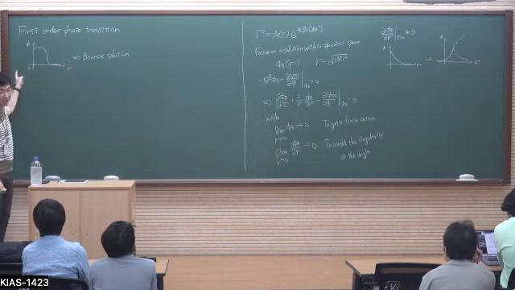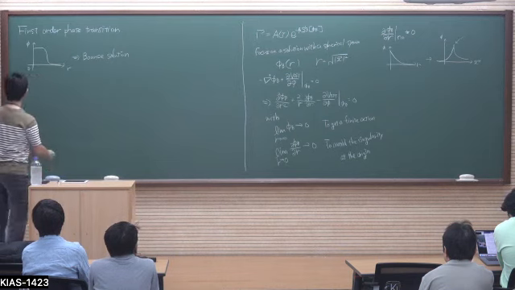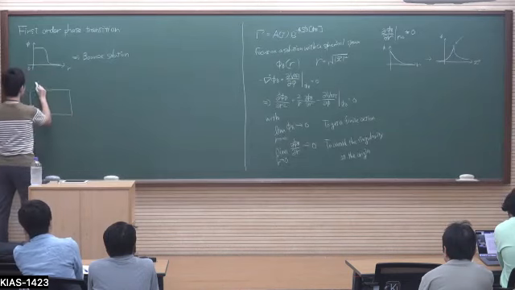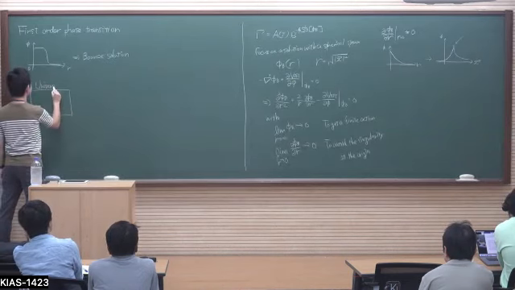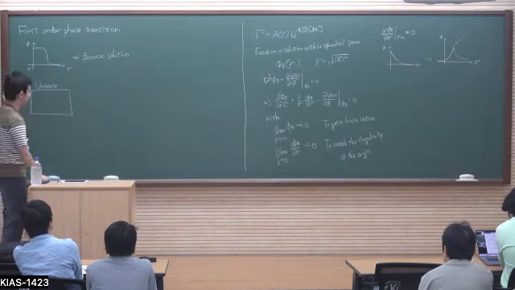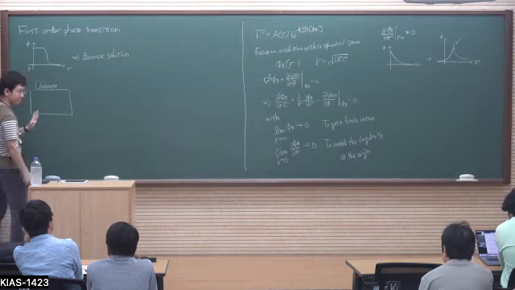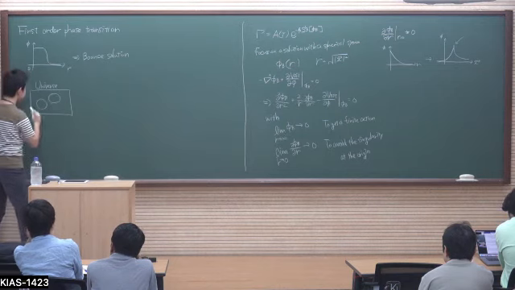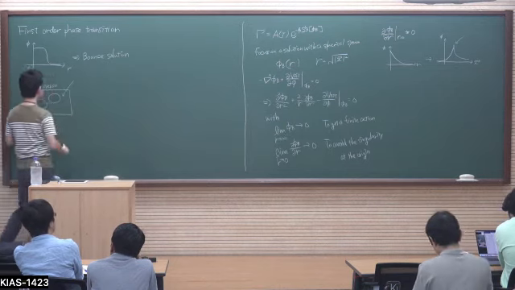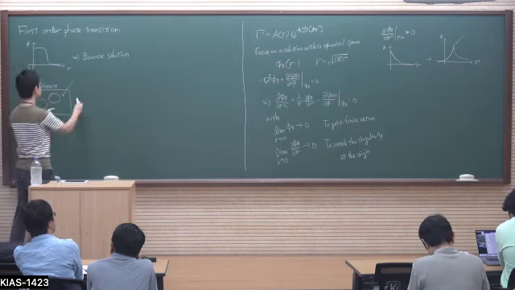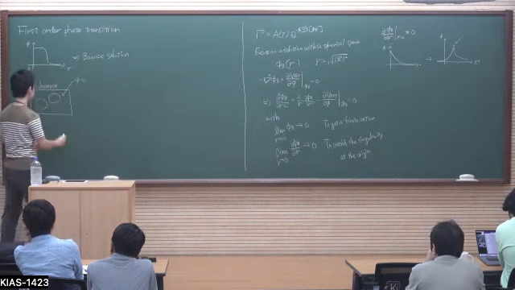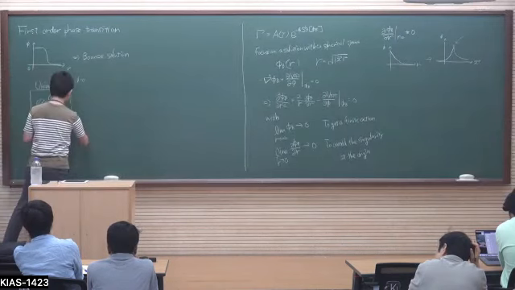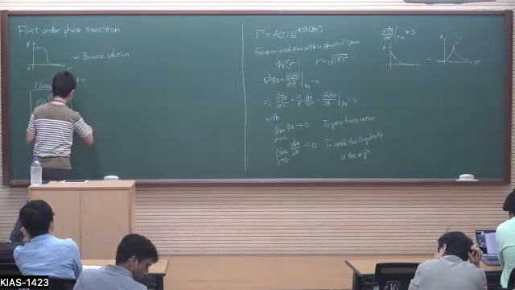And then, what is the physical meaning of this bounce solution? The physical meaning is like this. Let's consider the universe. When the temperature is getting low, then the first order phase transition can occur here, like this. So the outside of the bubble, the symmetry is not broken. However, the inside of the bubble, the symmetry is already broken.